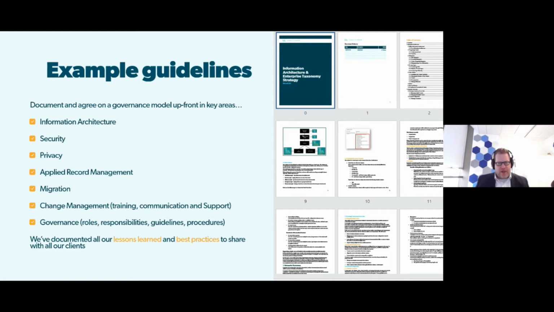So what does your navigation look like? What does our taxonomy look like? What do our lists and libraries look like? How do we leverage content types, managed metadata, drop-down lists, etc. Security, so are we doing SharePoint groups or AD groups or a combination thereof, or M365 groups? Privacy, taking into account what we call applied records management.